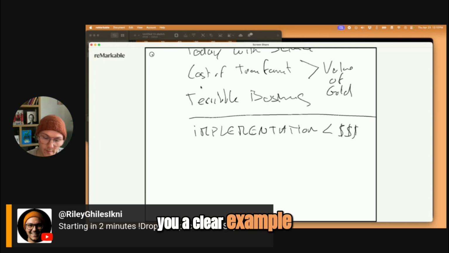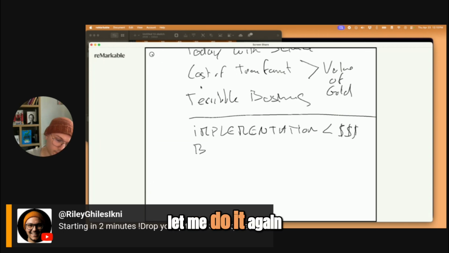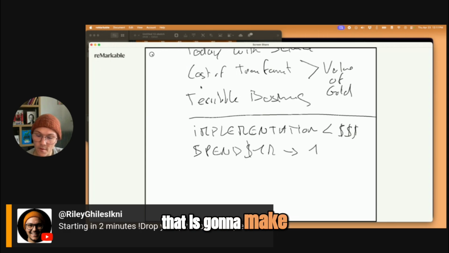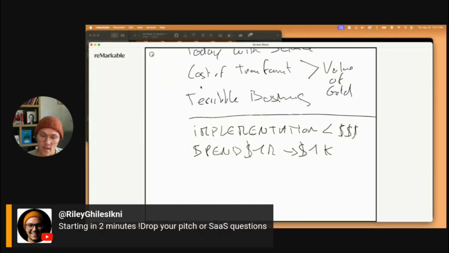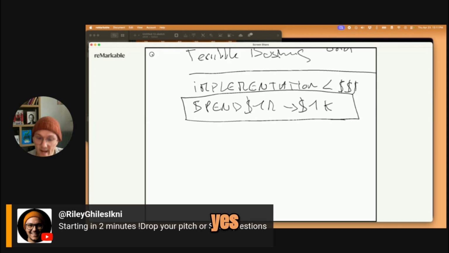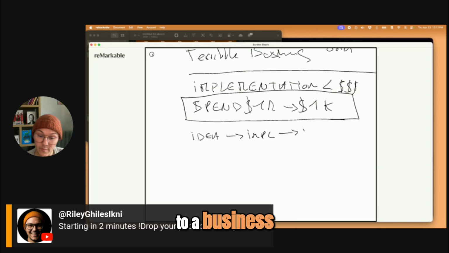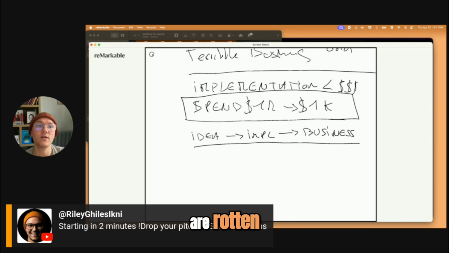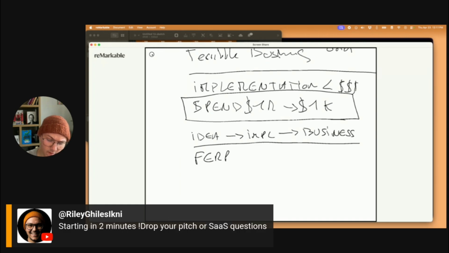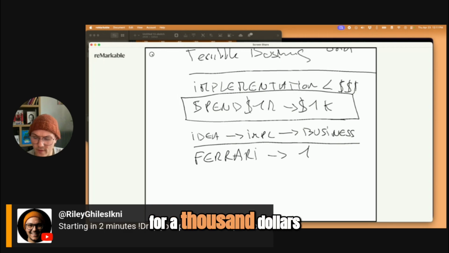And so to give you a clear example, you're going to spend $1 million to create something that is going to make you $1,000. I see it all the time. Yes, you can go from an idea to implementation to a business, but the foundations are rotten. There's no way you can get return on investment. It's like trying to build a Ferrari that you're gonna sell for $1,000.